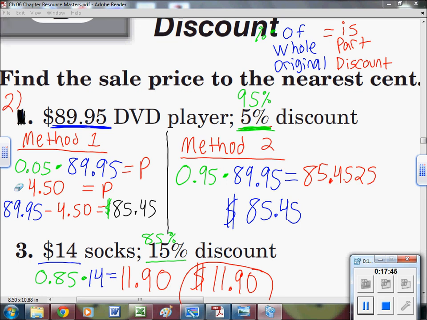So the question says, what is your discount? That's all it says. They want to know this amount. They want to know how much are you taking off the total. They do not want to know the grand total at the end. They want to know how much. They don't want to know the sales price. They want to know how much you took off.